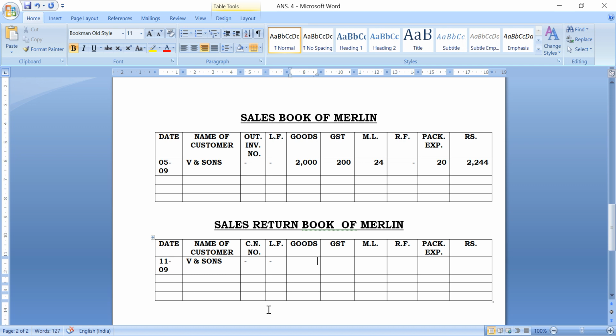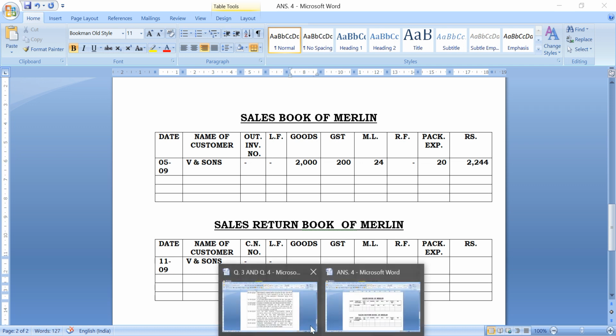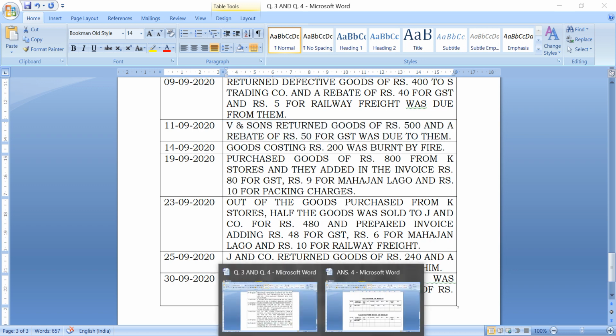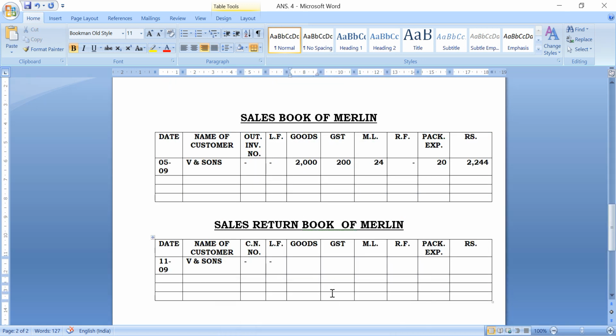Now let us keep entering amounts, looking at the columns. So see, goods of rupees 500 and rebate for GST 50 rupees. Only two amounts are there, goods 500 and GST 50 rupees. Here it is, goods column 500, 50 rupees in GST column. No Mahajan Lago, no railway freight, no packing expenses. Done?